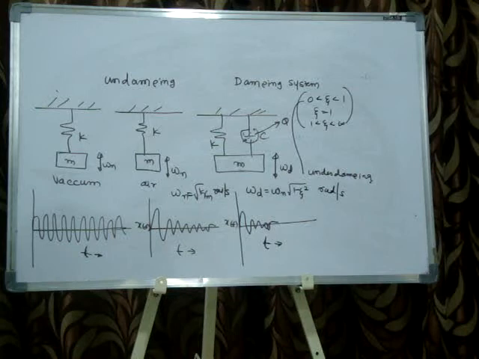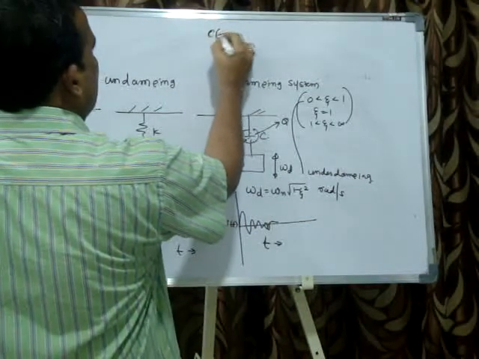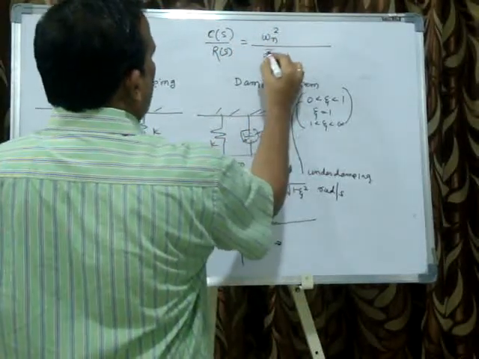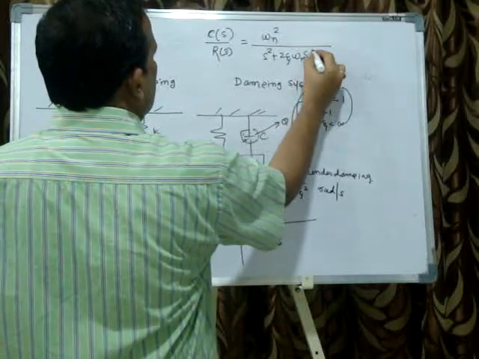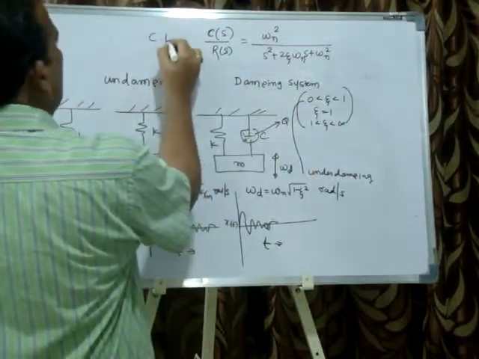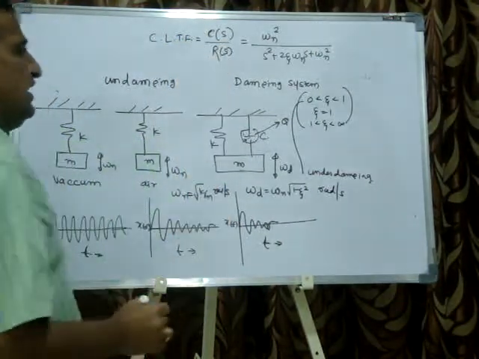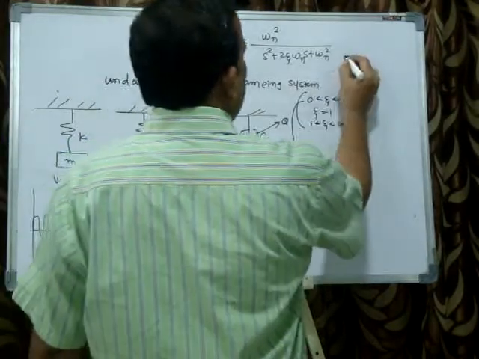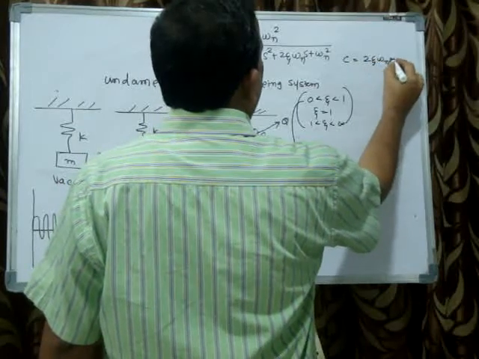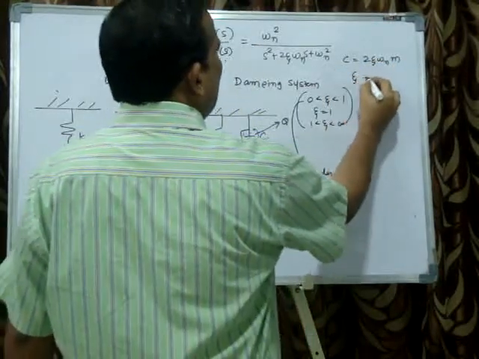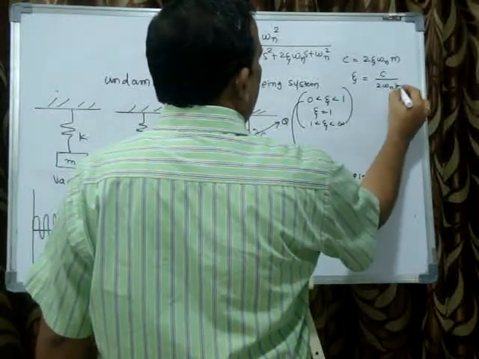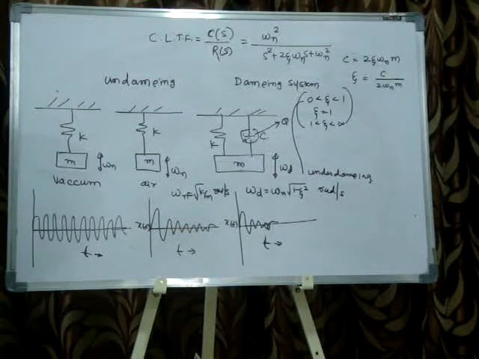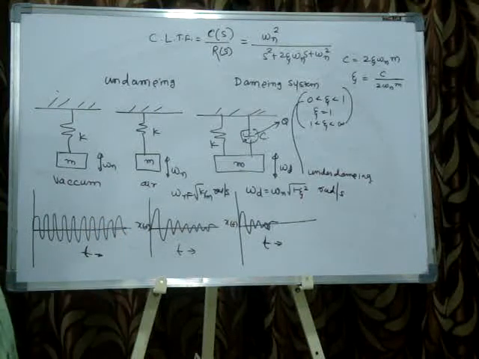Today we have covered the standard form of the second order system, C of S divided by R of S equal to omega n square divided by S square plus 2 zeta omega n S plus omega n square. This is called the second order closed loop transfer function. After that we saw zeta, the opposition factor, and the correlation between zeta and C: C is equal to 2 zeta omega n m. So once I know C, omega n and m, I can find zeta. The third is the different types of zeta: underdamping, critical damping, overdamping. Then the difference between undamping and damping.